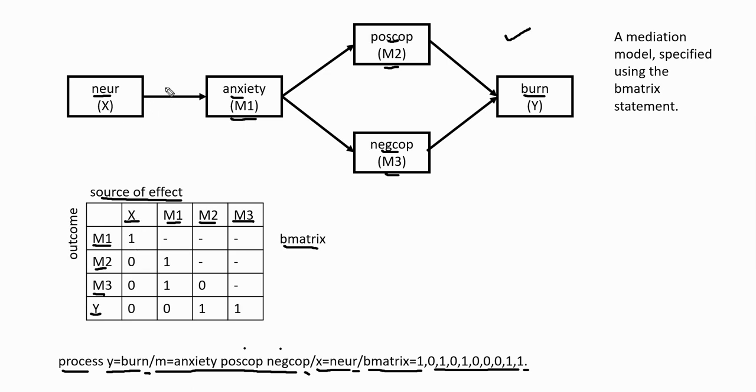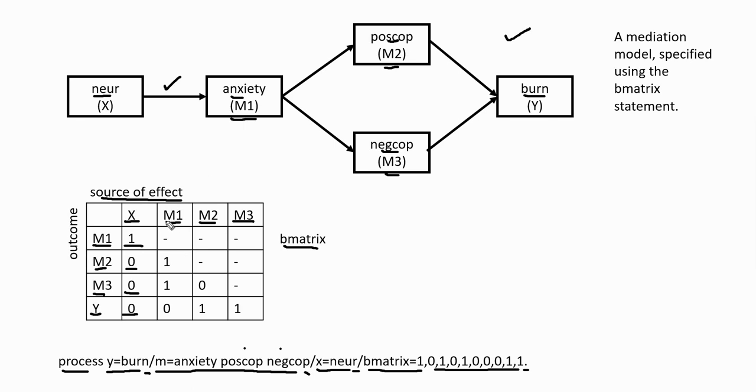So you see that we are estimating a direct effect of X on M1, or neuroticism on anxiety. So we're going to give a value of 1 to indicate that we are estimating that effect. But now the remaining variables downstream, so to speak, we're not estimating any other direct effects. And so in that particular case, with respect to X, the effect of X on M2, we have a value of 0. X on M3, we have a value of 0. And then X on Y, we have a value of 0.